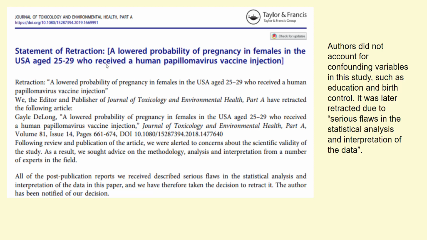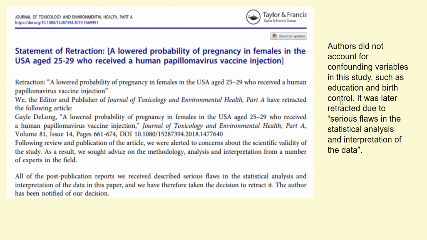In this original article, the authors suggested a lowered probability of pregnancy in females aged 25 to 29 who had received the HPV vaccine. This was suggesting that the HPV vaccine was leading to infertility in females in the United States. One of the reasons that this paper was retracted is that the authors did not account for confounding variables in this study, such as education or birth control.